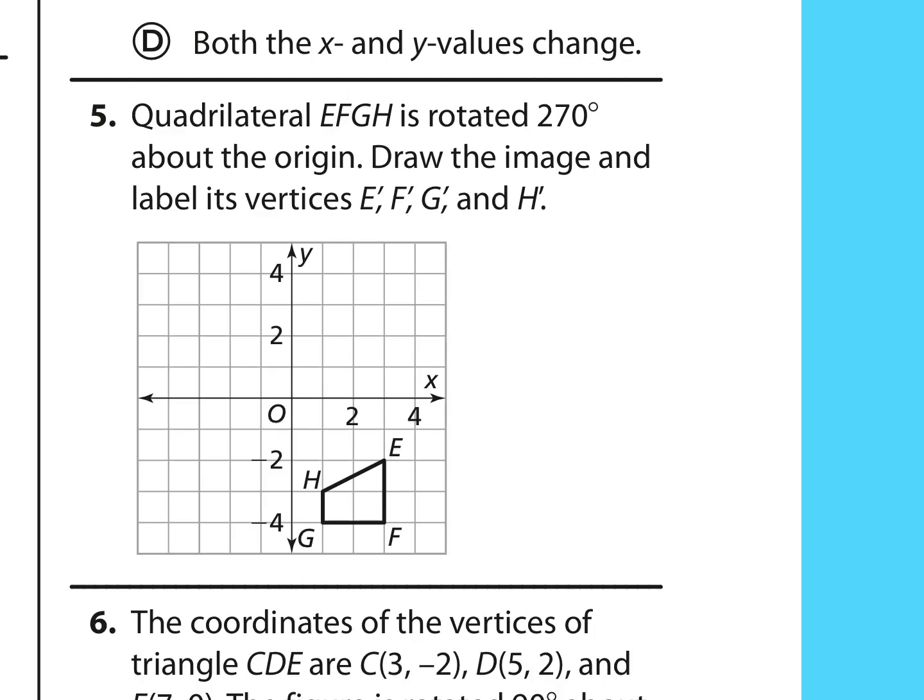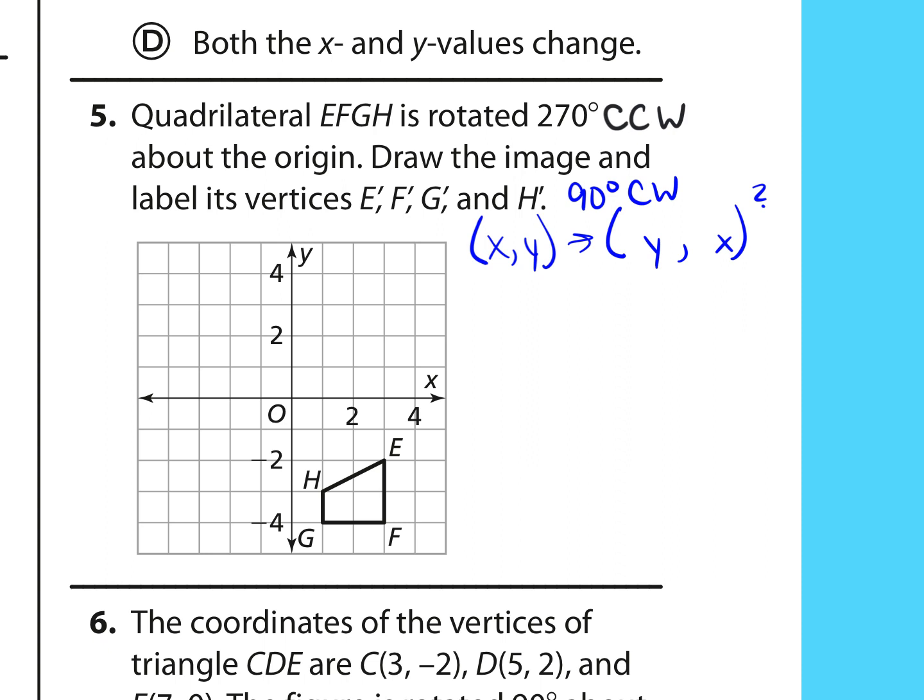Number 5, quadrilateral EFGH is rotated 270 degrees, and we're going to call this counterclockwise for our notes, about the origin. Draw the image and label its vertices E prime, F prime, G prime, H prime. So we have a rule for 270 degrees counterclockwise, which is actually the same for 90 degrees clockwise. Now we could go to our rule and say, well, I know x, y goes to, what if I forget this?